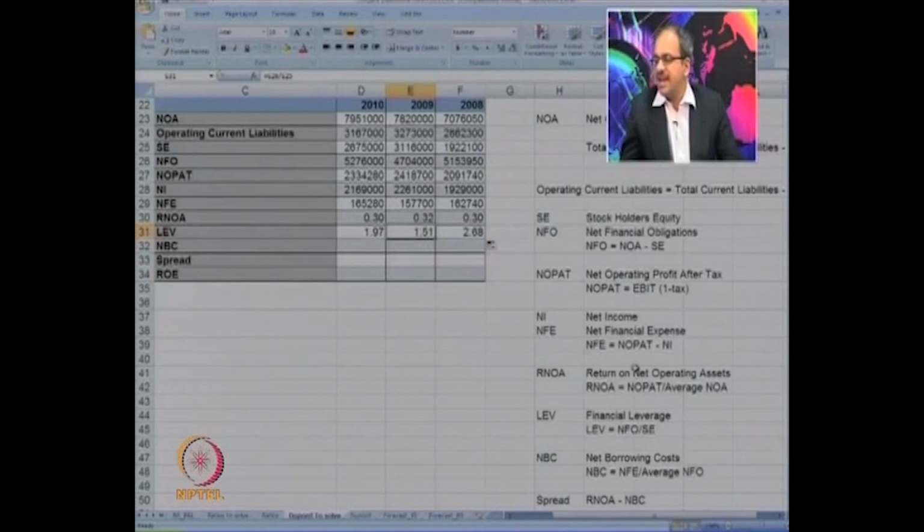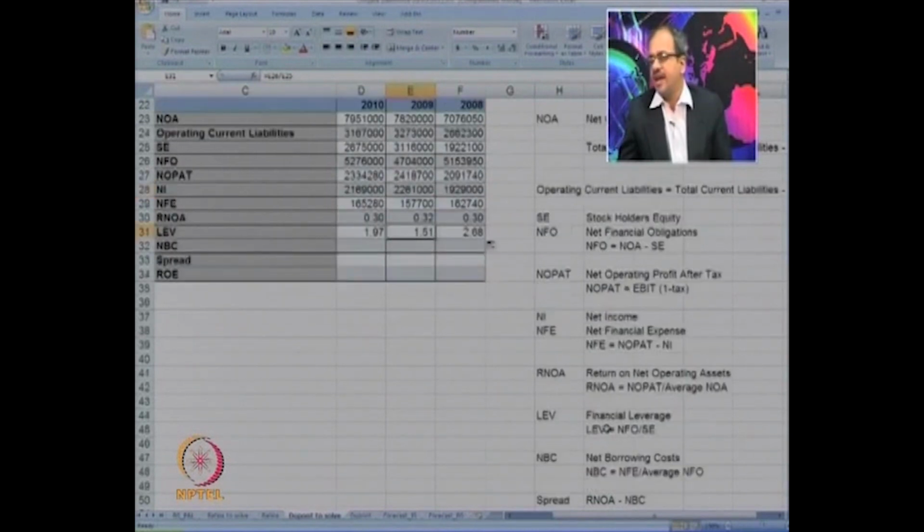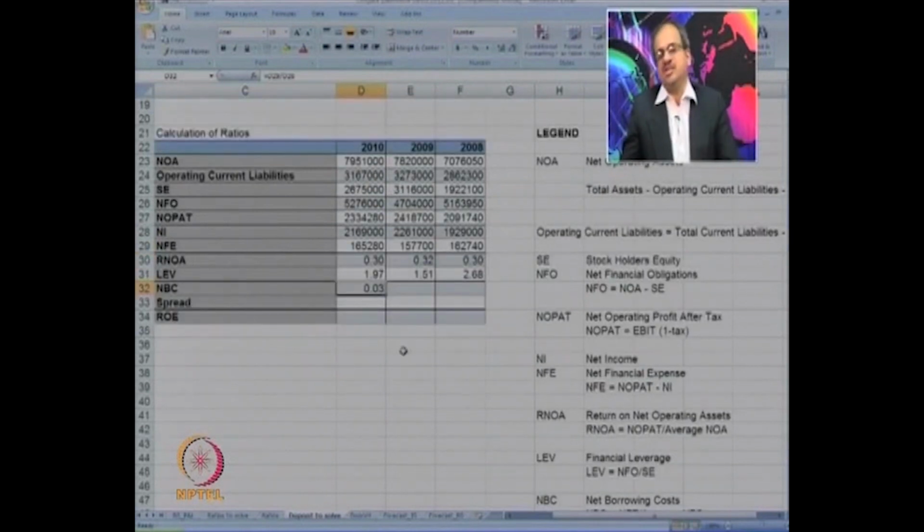The next calculation we have to do is NBC. In NBC we are looking at the net borrowing cost. So we take it as NFE upon average of NFO. NFE is nothing but the interest burden, which we divide by NFO, because NFO is the outgo. So it will come to around 0.03. But if we do averaging, it will be somewhat better. I hope you understand that it shows around 3% is the interest rate.